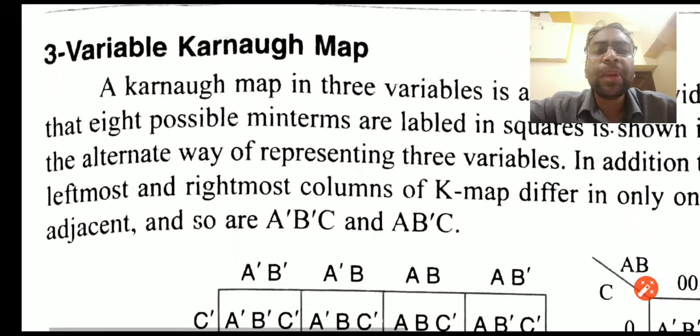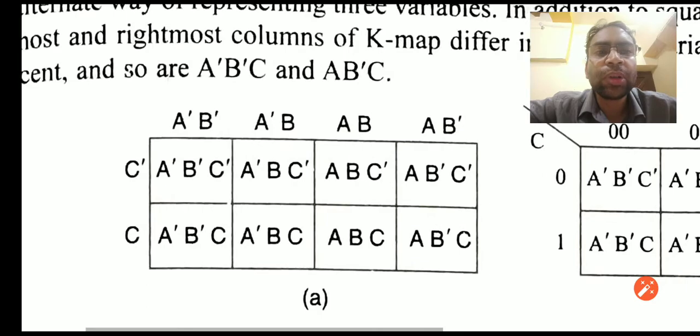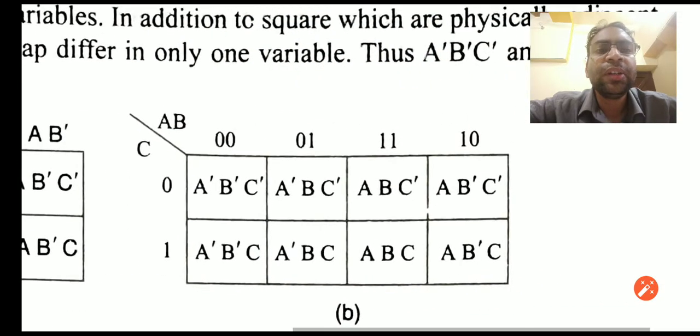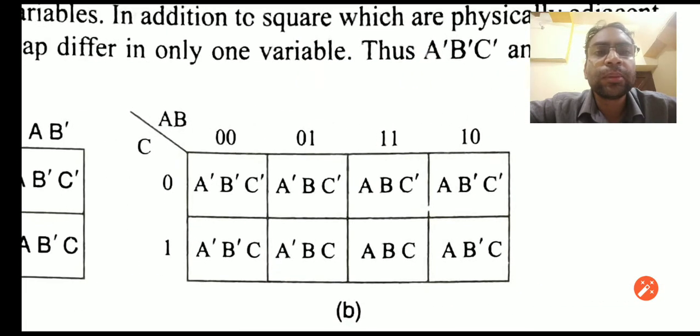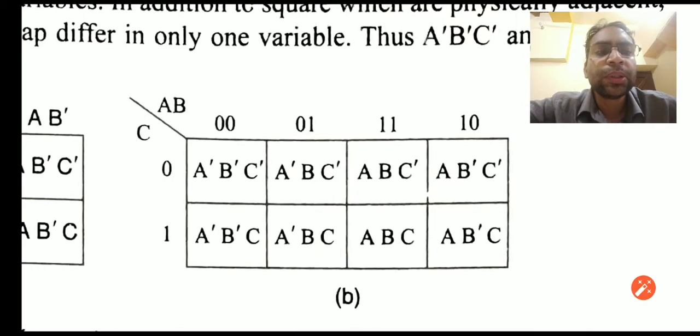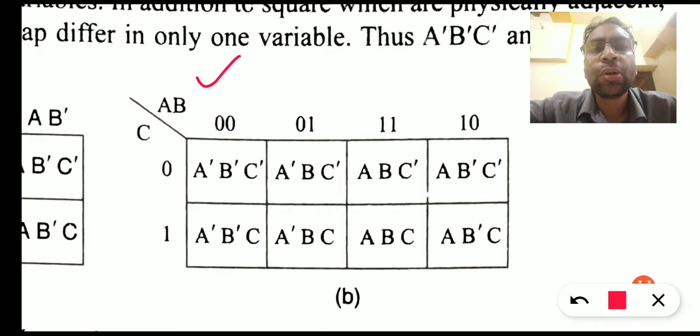Three-variable K-map. Let's talk about the three-variable K-map. So this is the three-variable K-map. Take a deep look at it: two variables are mentioned on one side and the third variable on the other side. Here we'll start with the combinations. First is A bar B bar, next is A bar B, then the last one we'll take is B A bar, and this is A and B.